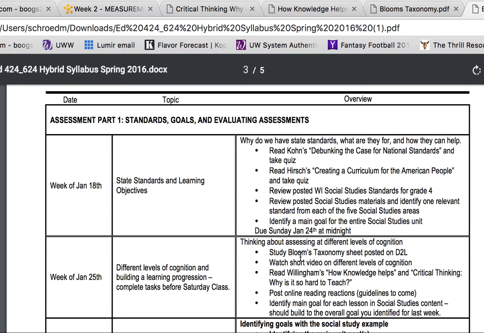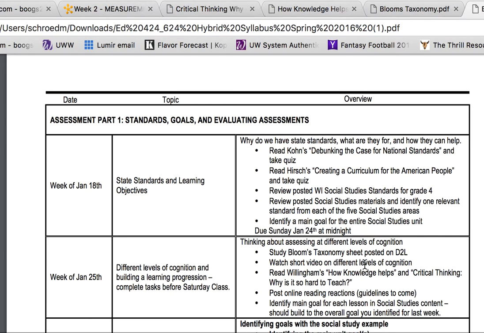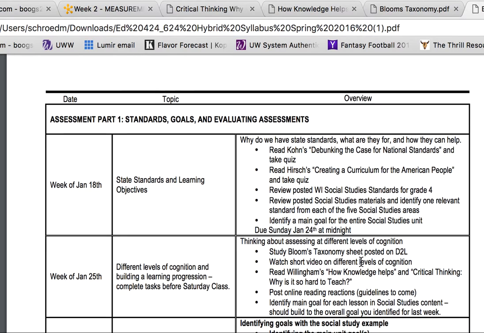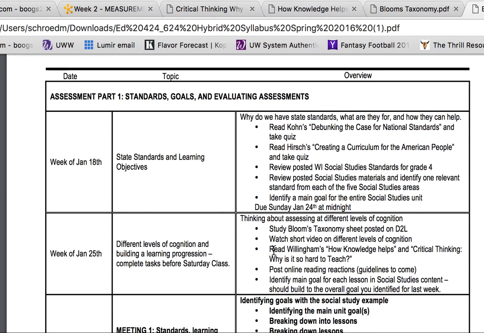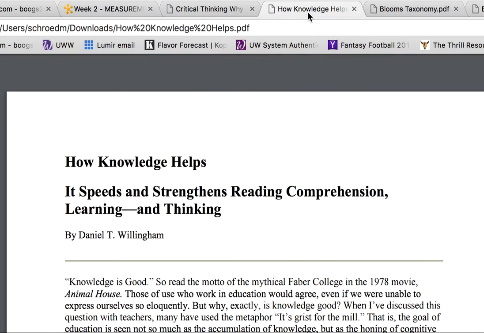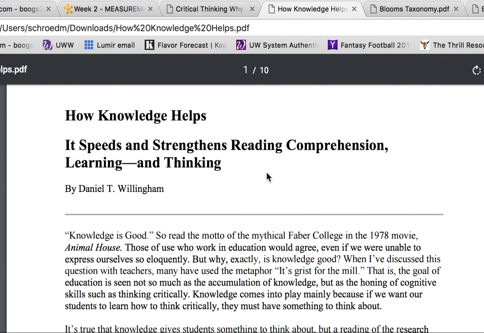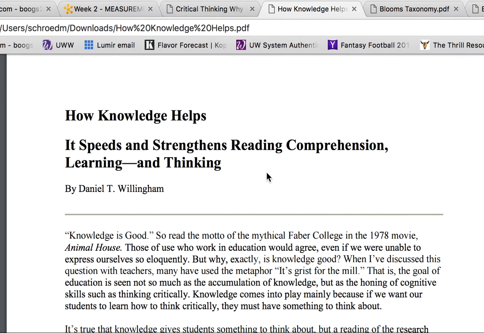So look at the sheet, watch the short video that I post about examples, and also look at that PowerPoint that's attached. The other two things are reading Willingham's How Knowledge Helps, which is a great article about how facts are important. A lot of times we say that, well, I just want students to have the conceptual understanding. Well, this kind of makes the point that the conceptual understanding is hard to have if you don't have any facts to back it up.